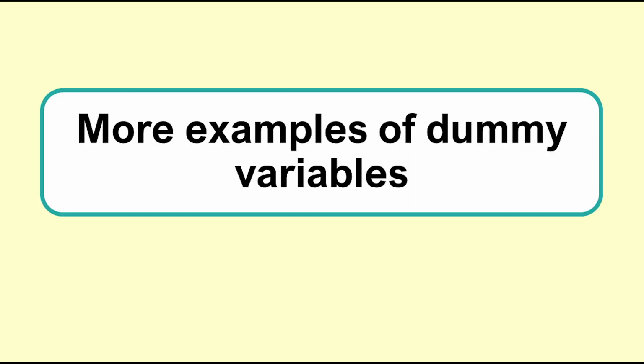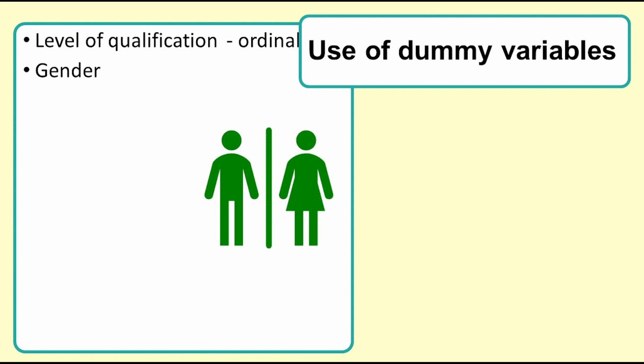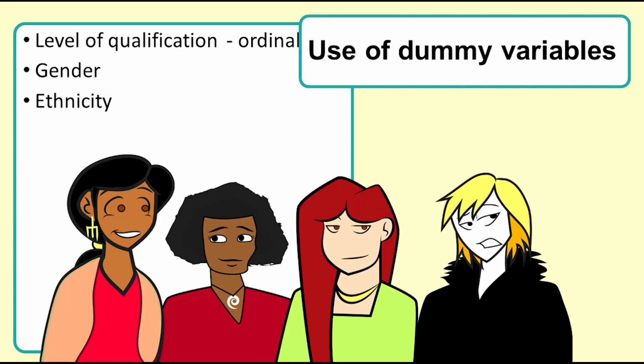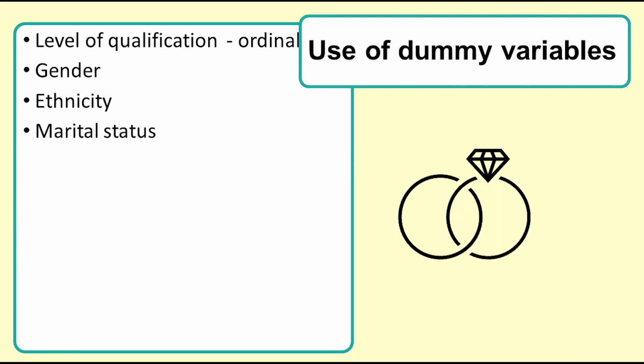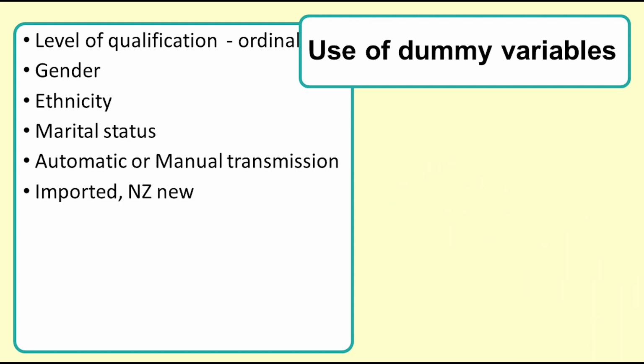Here are some more examples of the use of dummy variables. In this example, the dummy variables corresponded to different levels of qualifications. This was ordinal data. Other instances where dummy variables are used include gender, ethnicity, or marital status. For a model regarding car prices, you might have a dummy variable for automatic or manual transmission, or you might use a dummy variable for whether it was imported or not.